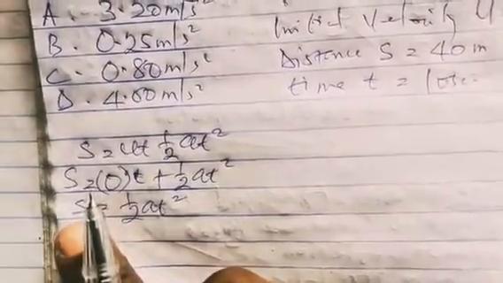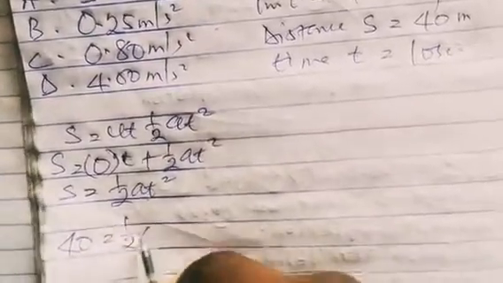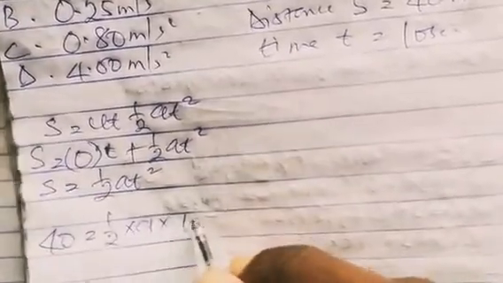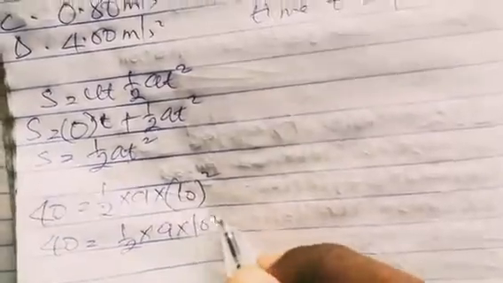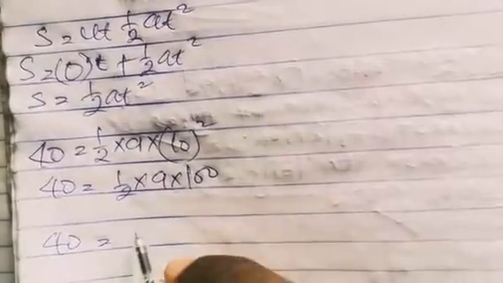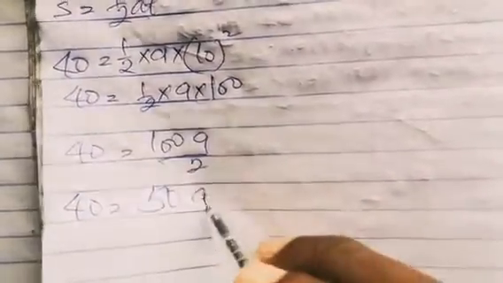S is the distance covered. It was given to us as 40. So distance 40 equals 1 over 2 times a, where a is what we're looking for, which is acceleration. The time was given as 10, so you have 10 all squared. So 40 equals 1 over 2 times a times 10 squared, which is 100. So 40 equals 100a all over 2. So 40 is equal to 100 divided by 2, which gives us 50a.